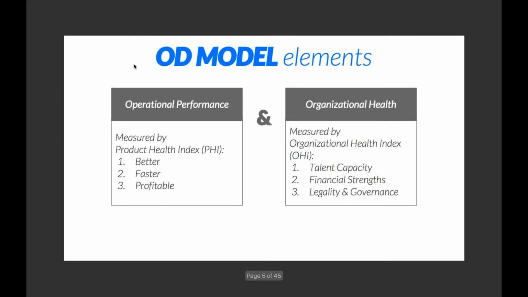Operational performance is measured by the product health index. Based on the description I provided just now, there are three key indicators. The first one is better, the second one is faster, and the third one is profitable. Organizational health is measured by the organizational health index, and the three key indicators inside this element are talent capacity, financial strength, and also legality and governance.